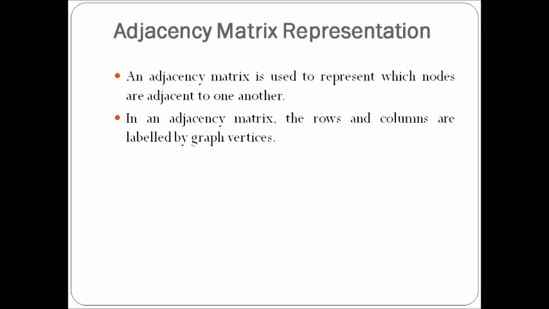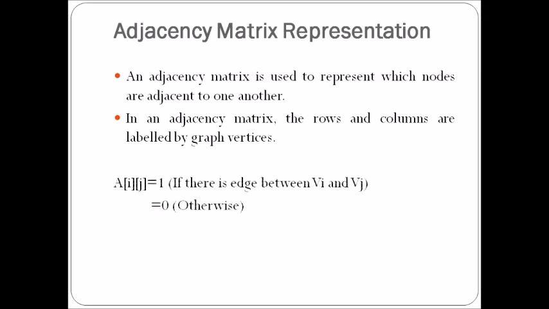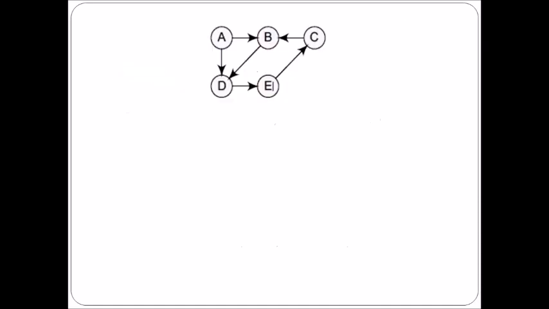The adjacency matrix can be drawn from a given graph using the formula A of ij equals 1 if there exists an edge between vertex i and vertex j, and equals 0 otherwise. Here i and j denote the row and the column of the adjacency matrix. As we can see, there exist only 1 or 0, that is, only two entries are present in the adjacency matrix. That's why the matrix is sometimes called a bit matrix or a Boolean matrix.